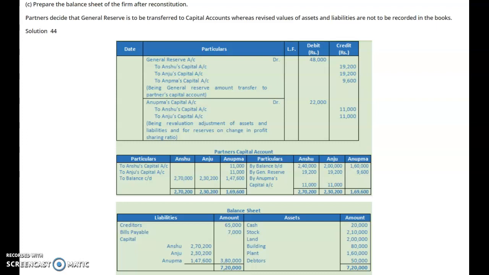How is it to be debited? 22,000. 11,000 credit is given to Anshu here, 11,000 credit is given to Anju here, and a total of 22,000 is debited to Anupma according to the posting of this journal entry to the capital accounts. Then we calculate the closing balances in the partners' capital accounts. We find 2,70,000, 2,30,200 and 1,47,600 as the closing capital balances.